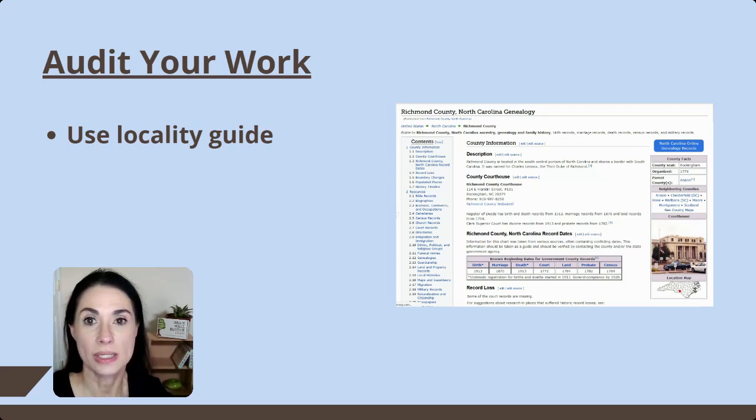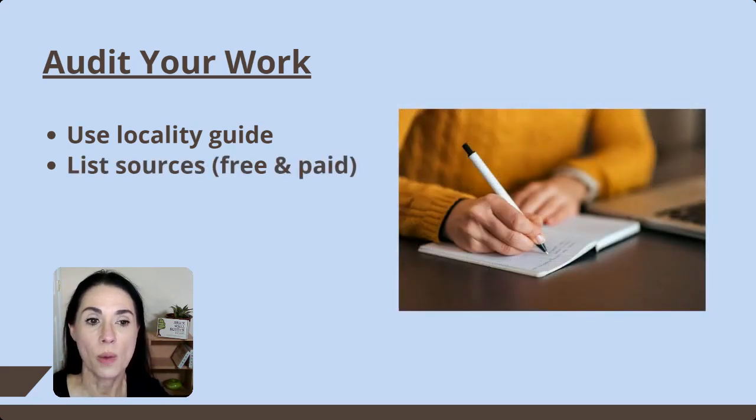What I want to do is grab that locality guide, wherever I found it, whatever it is, and out of it, I want to make a list of all of the sources, free and paid sources. I want to make a list of all of the sources that I think will answer my research question, or that I could consult to answer my research question.